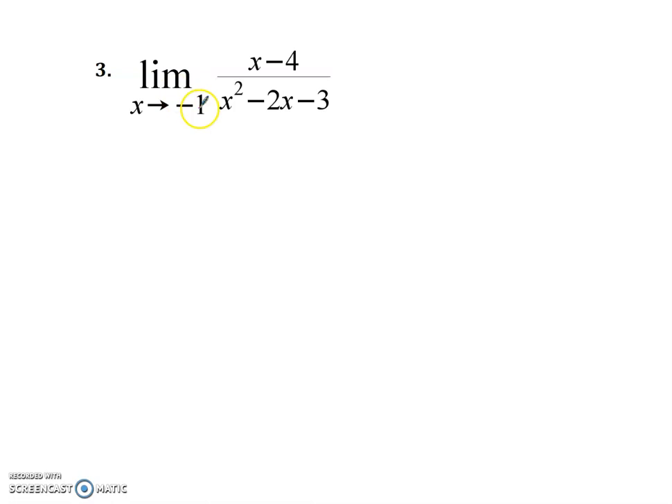So for this one, if I plug in -1, I can see I'm going to get -5 on top, and then I would get 1 plus 2 minus 3. That would give me 0 on the bottom. So that means there's an asymptote. So I have to factor this. So that'll be x minus 3, x plus 1.